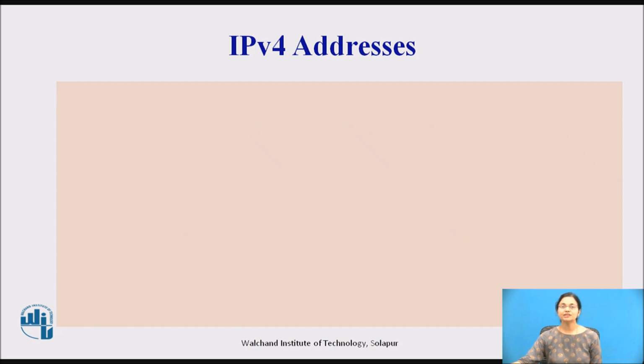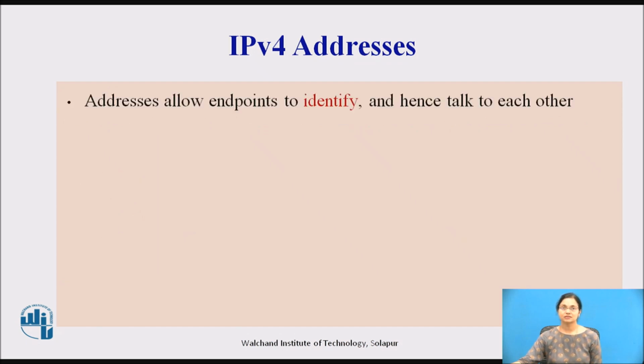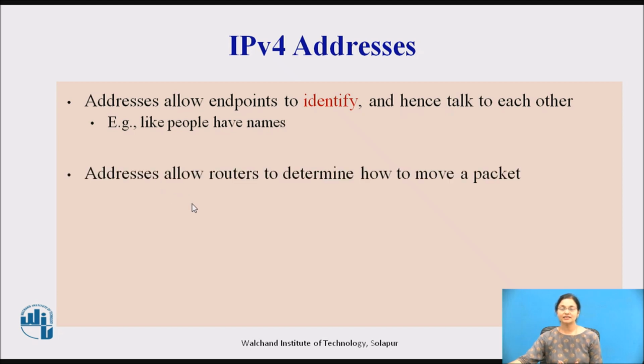Now first we will see what is an IPv4 address. Here they are simple, like the other addresses. An address allows an endpoint to identify the destination where the actual message is going. It is like people having names, addressing each other, hello someone. Addresses allow routers to determine how to move a packet. So the router has the address and it will determine where to send that particular packet. It is like a postal system.